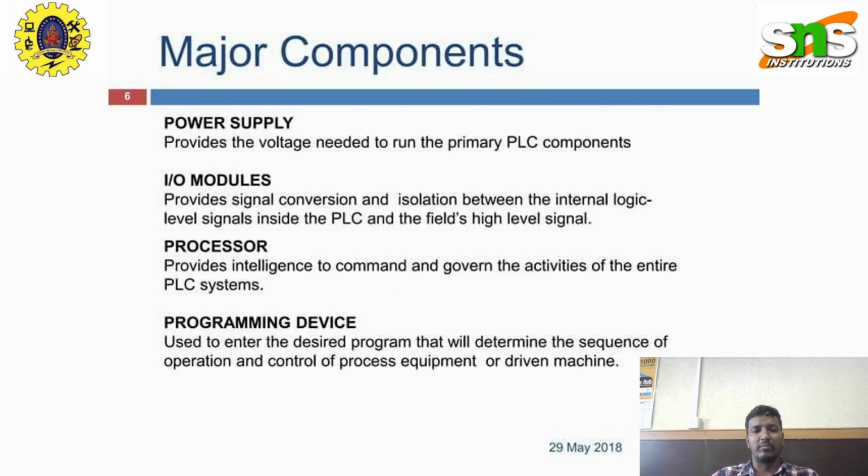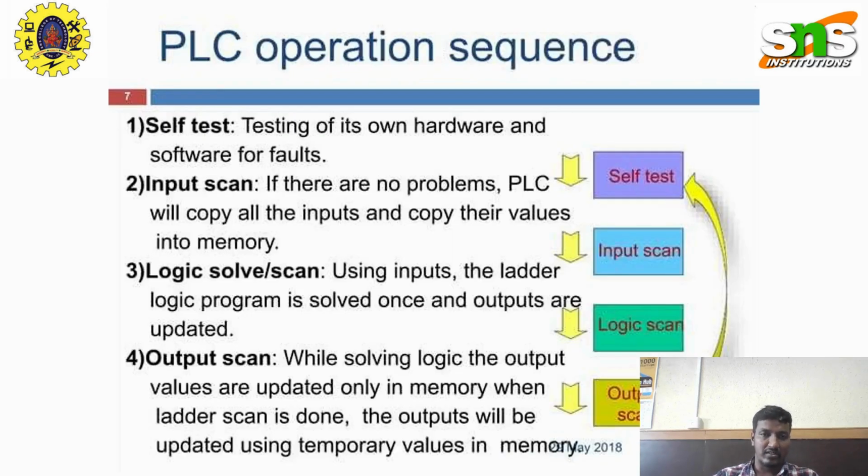The power supply provides the voltage needed to run the primary PLC components. The input-output module provides signal conversion and isolation between the internal logic level signals inside the PLC and the field high-level signals. The processor provides intelligence to command and govern the activities of the entire PLC system. The programming device lets you enter the desired program that defines the sequence, operation, and control of the process equipment of driven machines.